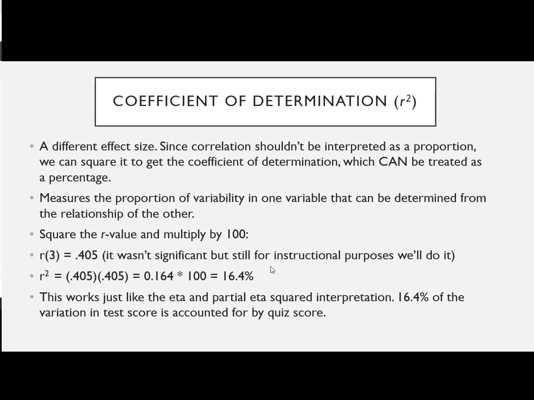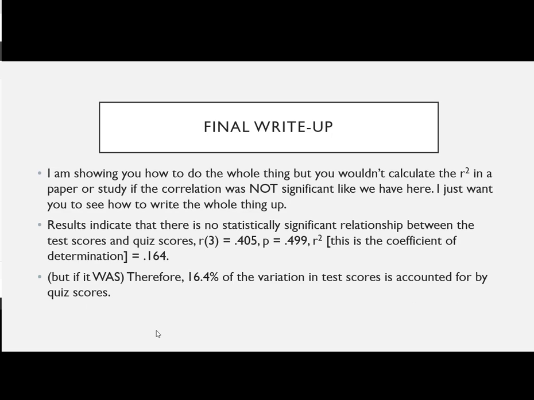Even though it wasn't significant, I'm still going to show you with this example. So I take 0.405 times 0.405, and I get 0.164, multiplied by 100, and I get 16.4. So this works just like the eta squared and the partial eta squared interpretation. 16.4% of the variation in test score is accounted for by quiz score.